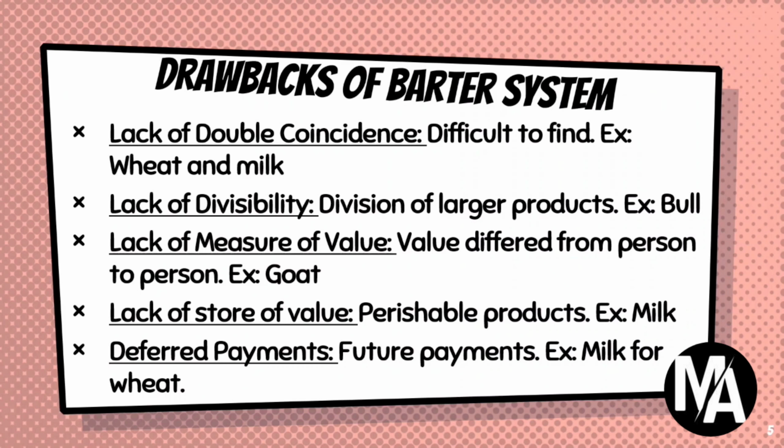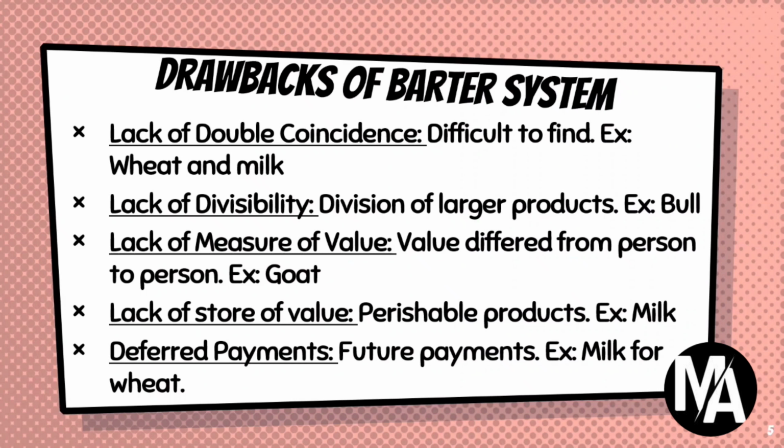For example, if I have wheat and I need milk, I have to find in my society that person who has milk and at the same time needs my wheat. So only when this double coincidence is found will the transaction take place. Otherwise, I will still be carrying my wheat around the entire village searching for someone who is ready to sell milk in return for wheat. This lack of double coincidence caused a lot of problems in a society based on the barter system.